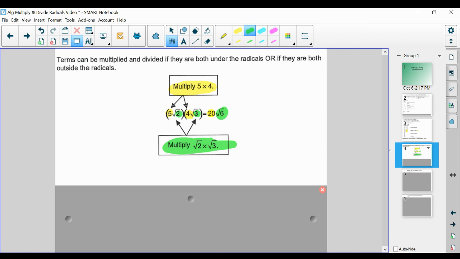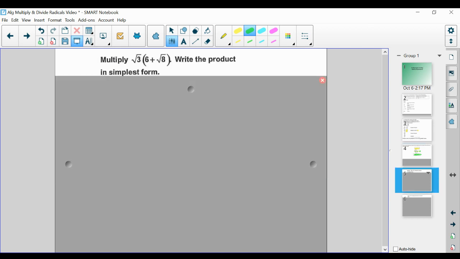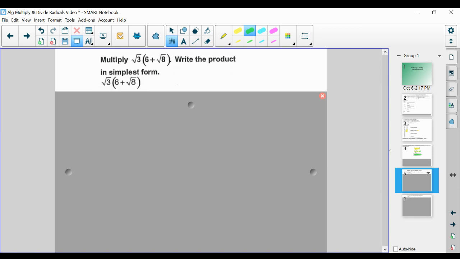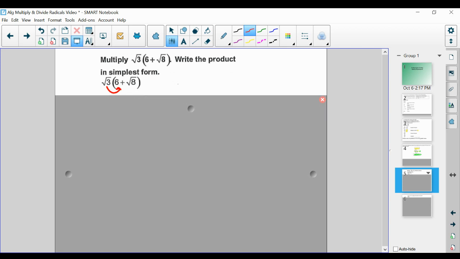Awesome. Cool. Let's go through an example of where we really connect with polynomials and how we multiply polynomials. Let's say we want to multiply the square root of 3 by 6 plus the square root of 8. We want that to be in simplest form. So we start out with our original problem. If this was just a polynomial, let's say this was x times 6 plus x, well, we know we're going to be distributing. So we're going to distribute this root 3 to 6, and we're going to distribute root 3 to root 8.